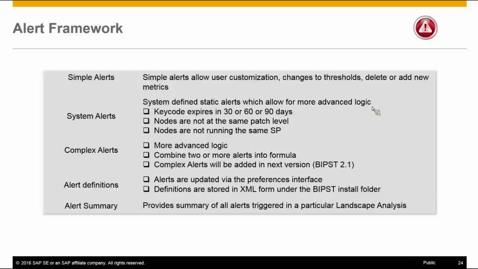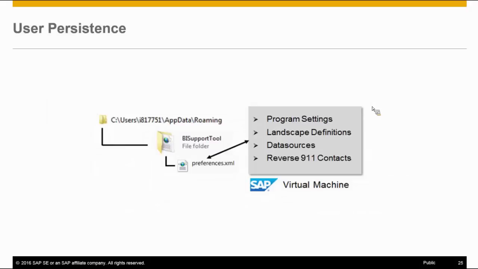Again, the alert definitions are stored in your install folder, not your user's folder. And then the alert summary, and I'll show you that in the demo, is where all of the alerts that are triggered across all of the analysis reports are brought together so that you can quickly tell what was triggered for a report. And again, I just wanted to talk about the user persistence. When you set up your landscape definition, all of that information is stored in the preferences.xml so that it's kept when you do an upgrade.